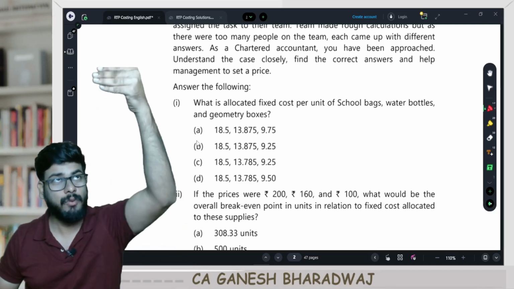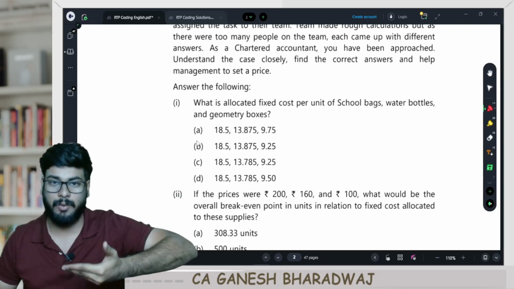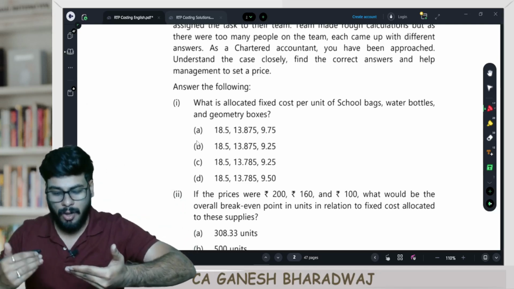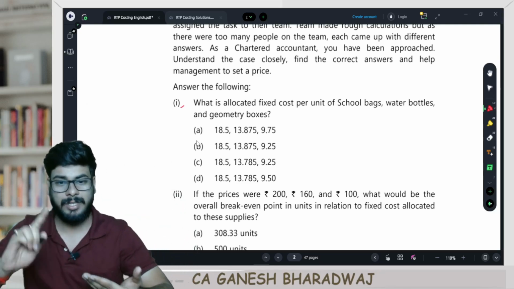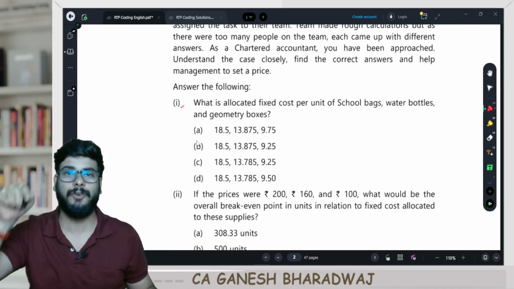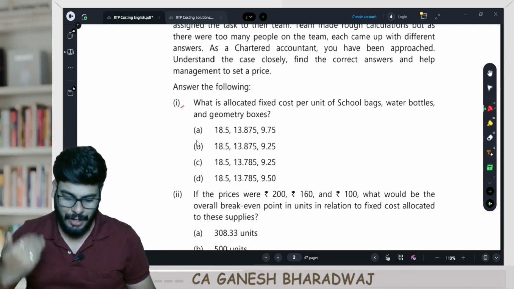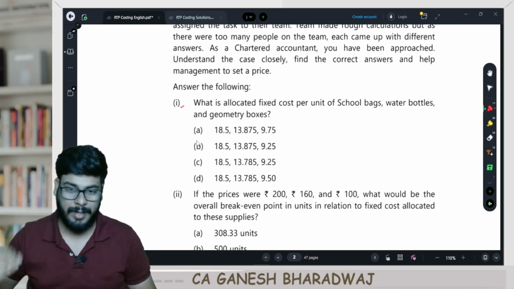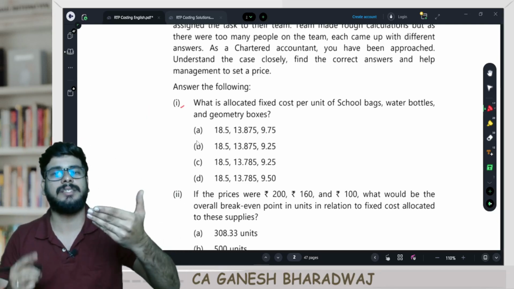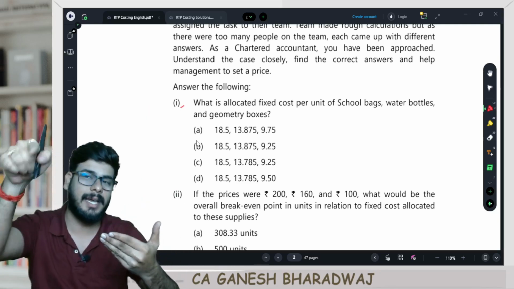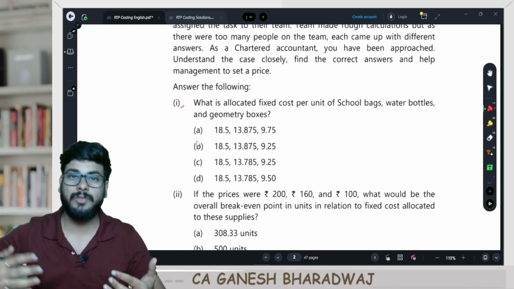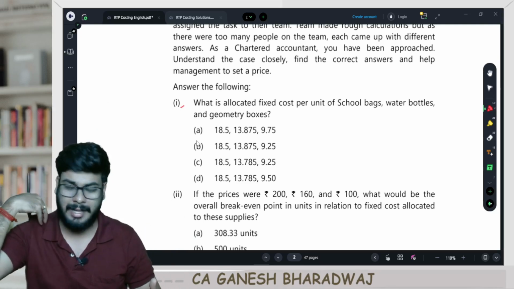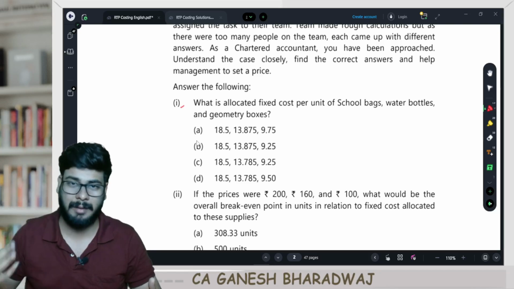Just imagine if you were to read this entire case study once and then go to the question. Once you are trying to attempt the question, once again you will come back to the case study and look for these things. Rather, if you first start with the questions, at the time of reading the case study you will look for these details inside it. This will help you to save a lot of time in your exam.